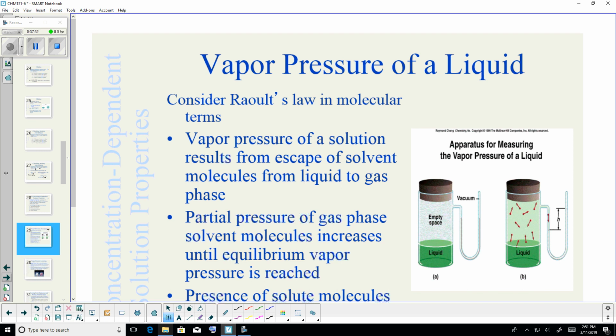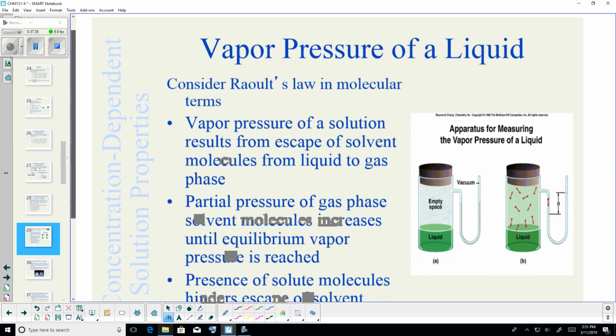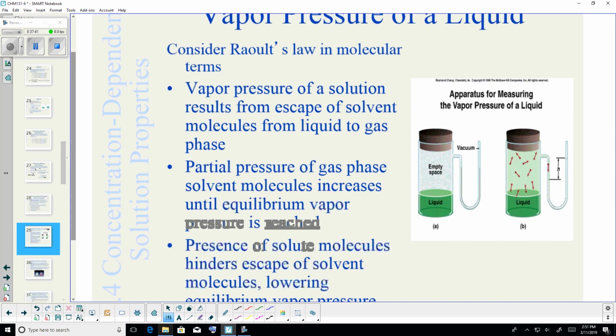Vapor pressure of a liquid. What is the vapor pressure? If we look at Raoult's law in molecular terms, vapor pressure of a solution results from escape of solvent molecules from a liquid to a gas phase. Remember, molecules and atoms are always in motion. Kinetic molecular theory of gases. So if we have a container with a liquid and an empty space above it, and here's a manometer measuring pressure, a certain number of the molecules of the liquid have enough energy to escape the surface and go into the empty space. While they're in the empty space, a certain number of them are going to lose energy and go back into solution. Eventually there's going to come a point when you have as many leaving solution as going back in. So we've reached dynamic equilibrium. When you do that, you measure the pressure. That is the vapor pressure of the liquid.